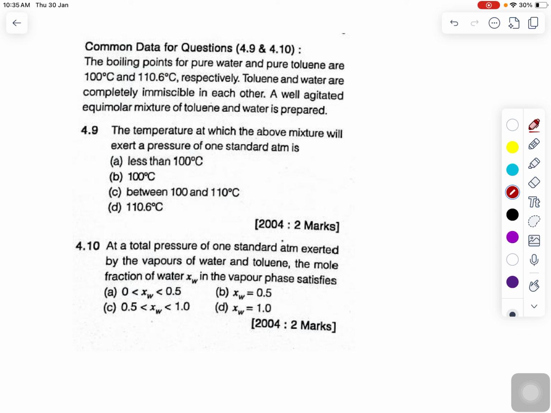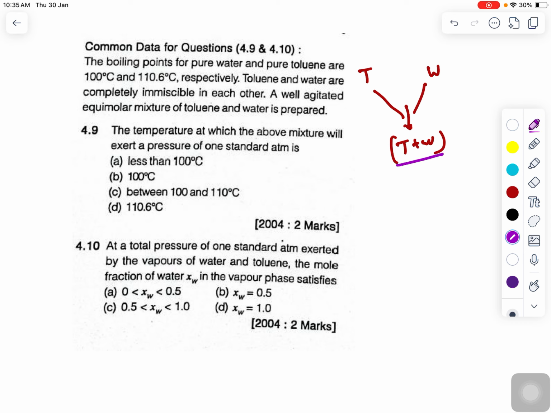The question says that the boiling point of pure water and pure toluene are 100 and 106 degrees centigrade respectively. Toluene and water are completely immiscible in each other, well agitated. So here also the case is toluene and water are immiscible. You mix them, making a toluene plus water mixture, which is insoluble in water, and the boiling point of both components is given. The question asks for the temperature at which the mixture will exert a pressure of 1 standard atm. So you are supposed to calculate the boiling point of this mixture.